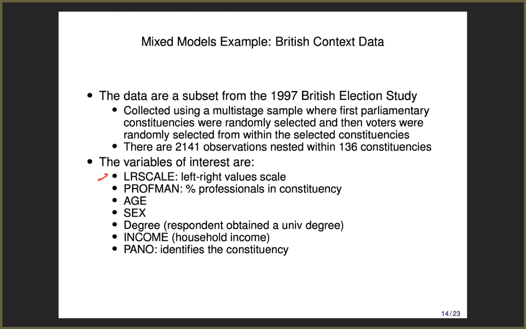We're going to try to explain left-right self-placement as a function of a bunch of other variables. Note that one of these in particular, the percentage of professionals in the constituency, is a variable that's at the constituency level, right? There is no individual level analog for that. So we have one variable that's at a higher level of aggregation. I have age, sex, degree, and income.